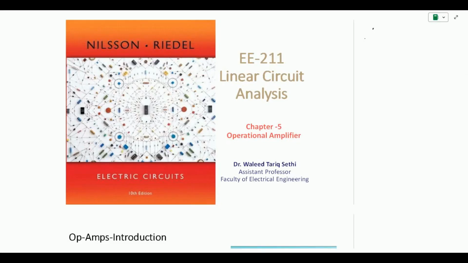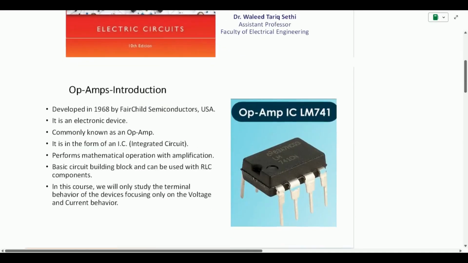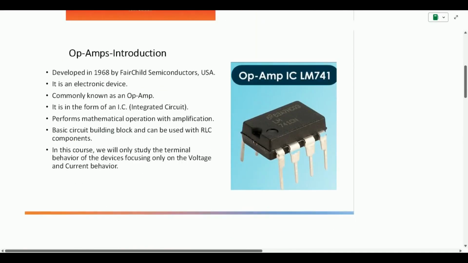Welcome learners. Today's lecture is about operational amplifiers. We are going to see the importance of this electronic device, which is the foundation for basic building blocks of various electronic components that we see in our surroundings today. Let us see what the op amp or operational amplifier is all about.